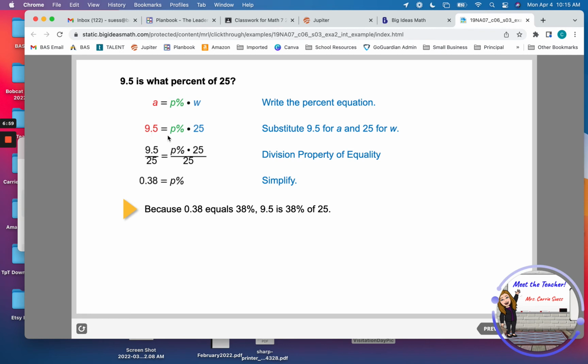Okay, so you plug in the points. Then to solve for a percent, we divide the 25 over to the other side. 9.5 divided by 25 gave you the decimal 0.38. Then we just move the decimal to the right twice to make it the percent. What questions do you have? No questions. Excellent. Go do your try-its.